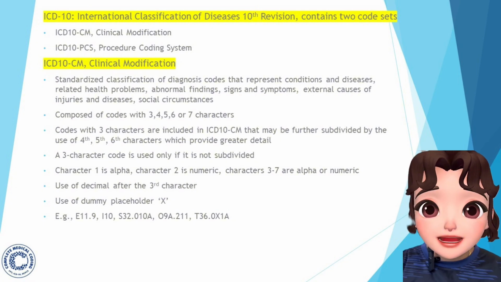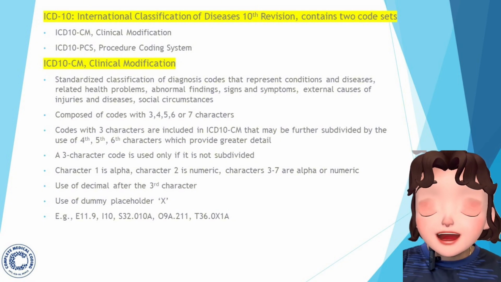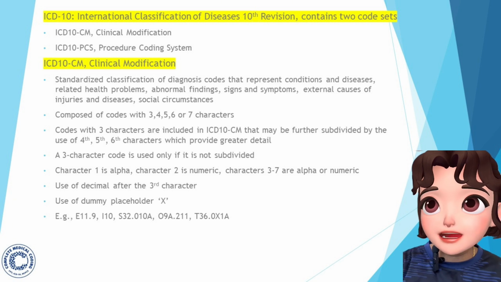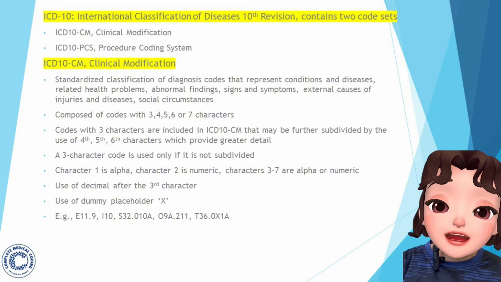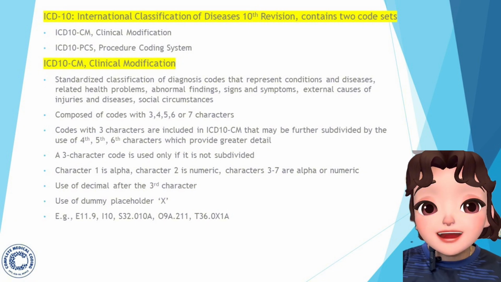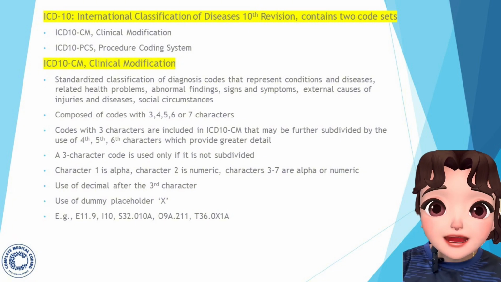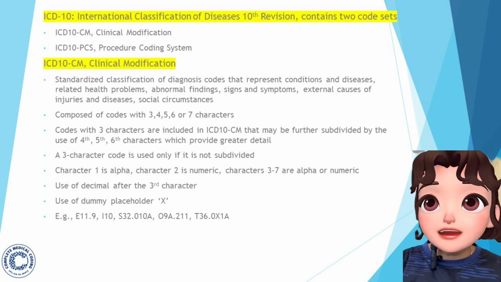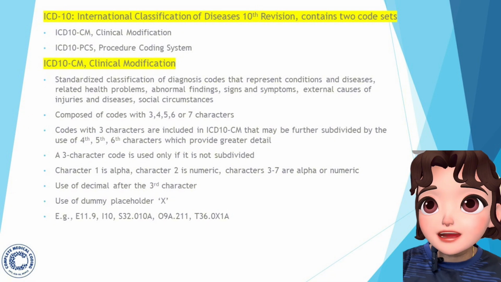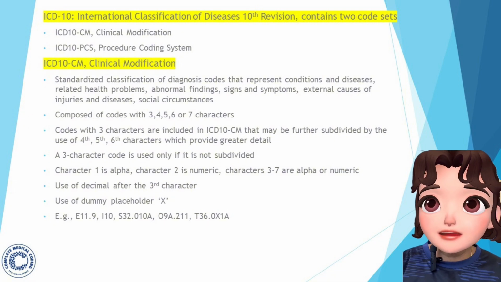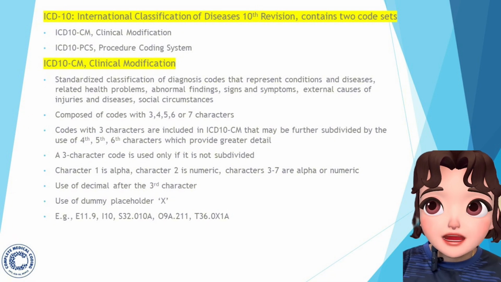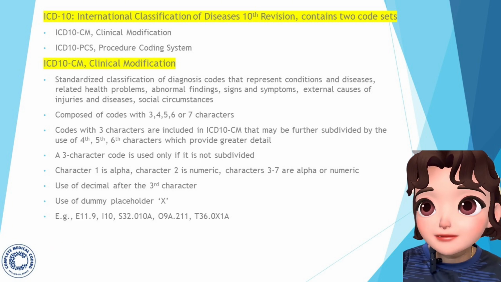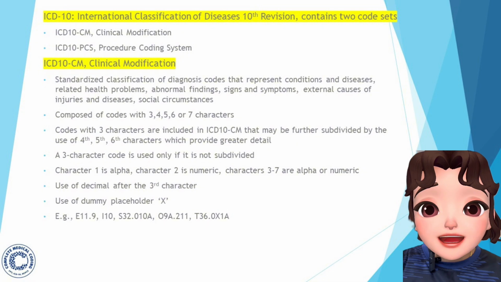What is ICD-10? What is ICD-10-CM? ICD-10 represents International Classification of Diseases, 10th revision, and ICD-10 contains two code sets. One is ICD-10-CM, that is ICD-10 Clinical Modification, and the other one is ICD-10-PCS, meaning Procedure Coding System, but we are using ICD-10-CM, Clinical Modification.